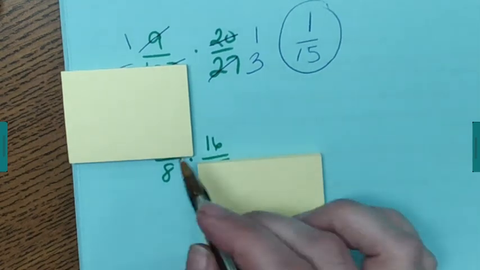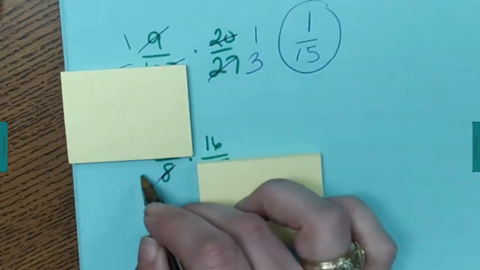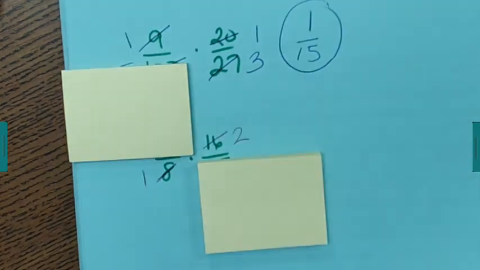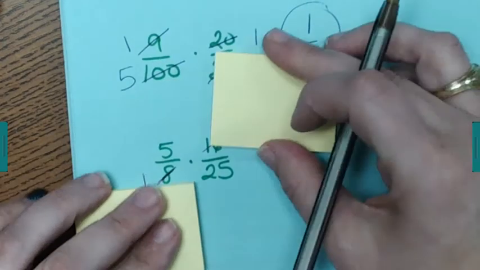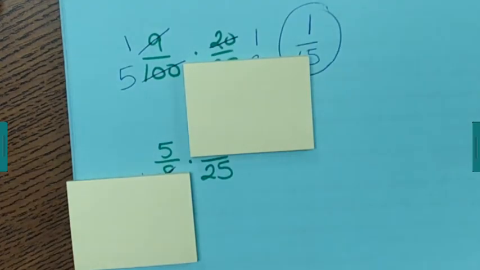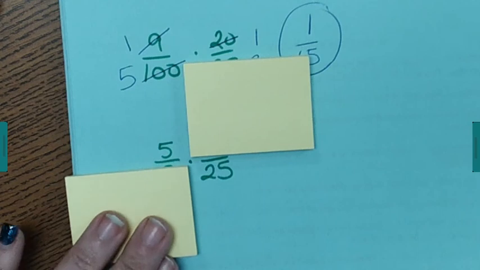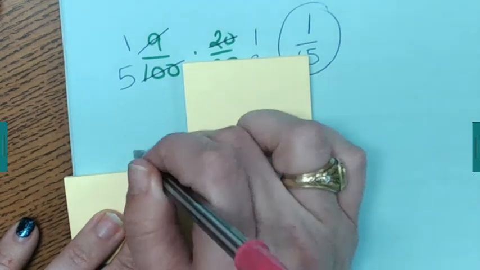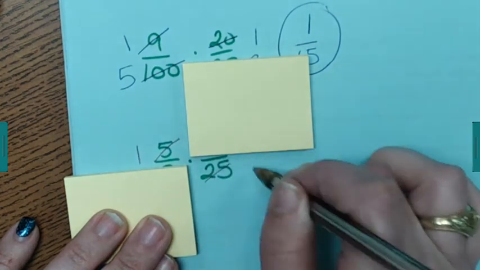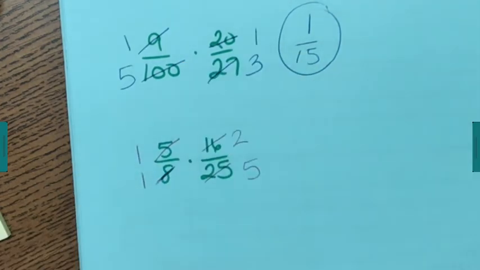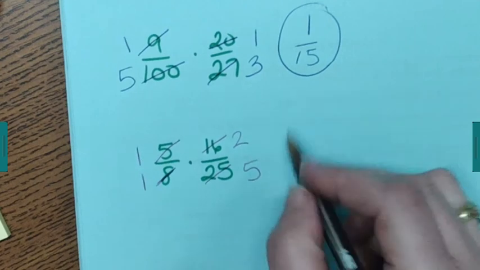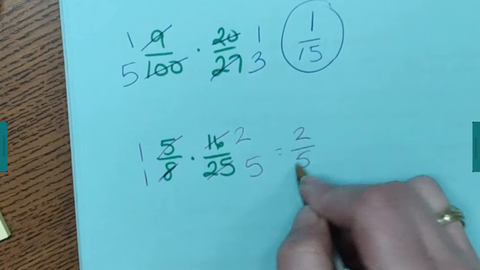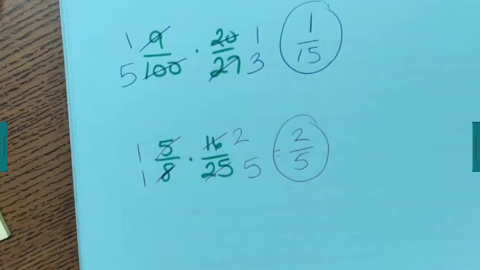Yes. 8. How many 8s are in 8? 1. How many 8s are in 16? 2. Okay? Now I'm going to check this one. Most of the time, both can't simplify, but these can. What goes in there? 5. How many 5s are in 5? In 25? 5. Now I'm left with 1 times 2 and 1 times 5. Okay.